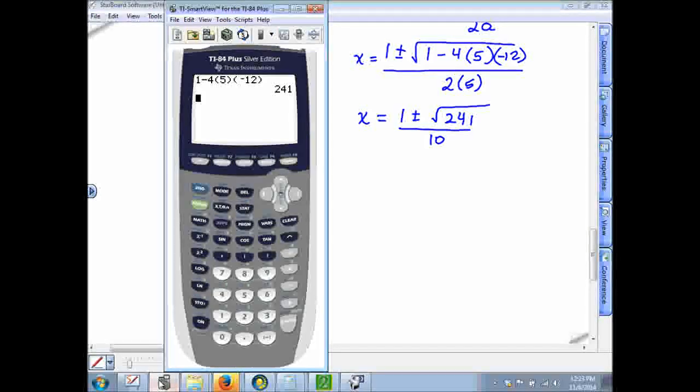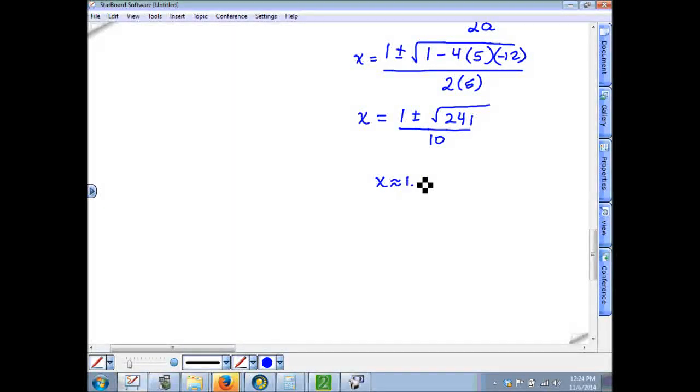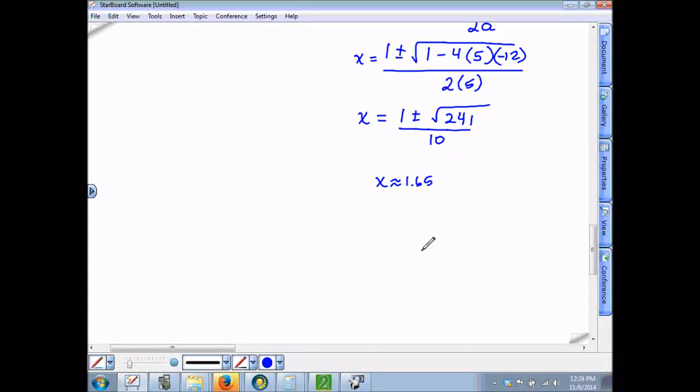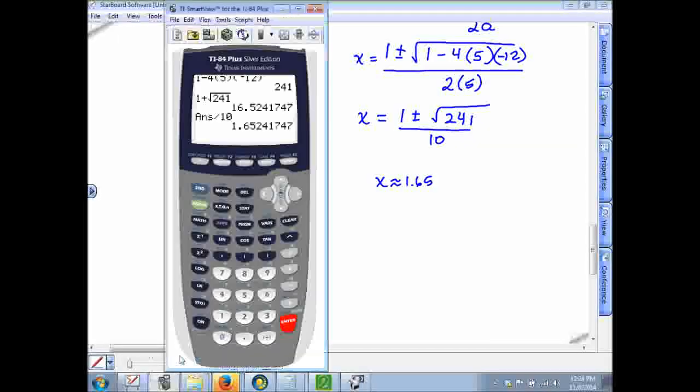Otherwise, you are going to have a headache on this homework because it's not going to accept your answers unless you type it in like this. They're going to want the decimal form of this. So type in what I'm typing: 1 plus square root of 241. Hit enter. And then divide that by 10. The square root is second and then x squared. So one of your answers is approximately 1.65. X is approximately 1.65. That's what the squiggly line means.